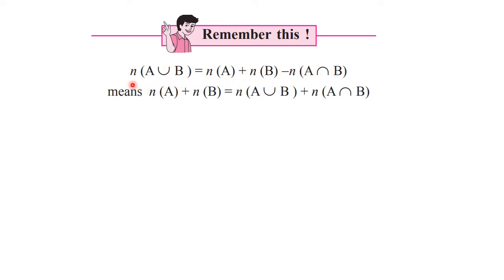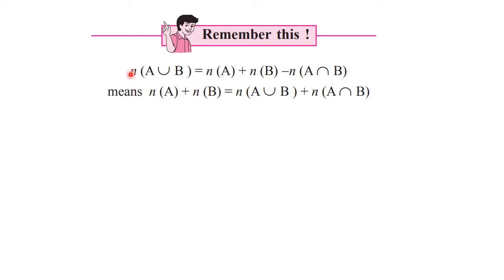The formula is n of A union B is equal to n of A plus n of B minus n of A intersection B. It means the number of elements in the union of two sets is given by the sum of the number of elements from those two sets minus the number of elements from the intersection. The same formula we can write like this: if we shift n of A intersection B to the other side, n of A plus n of B is equal to n of A union B plus n of A intersection B. So this way also you can write the formula.